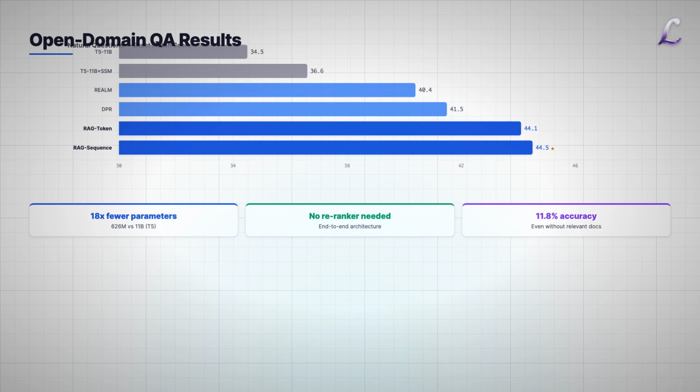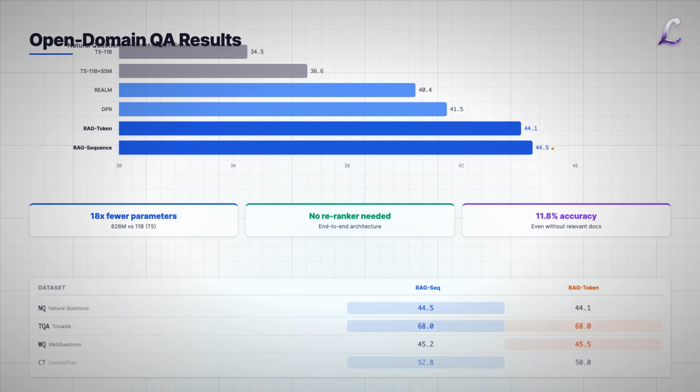On the open book side, RAG outperforms DPR, which uses a more complex pipeline with a BART cross-encoder re-ranker and an extractive reader. RAG demonstrates that you need neither a re-ranker nor an extractive reader. Perhaps the most telling result: RAG achieves 11.8% accuracy on Natural Questions even when the correct answer doesn't appear in any retrieved document. An extractive model would score exactly 0 in this scenario. The parametric memory fills the gap.